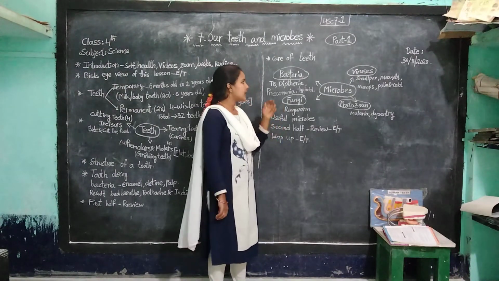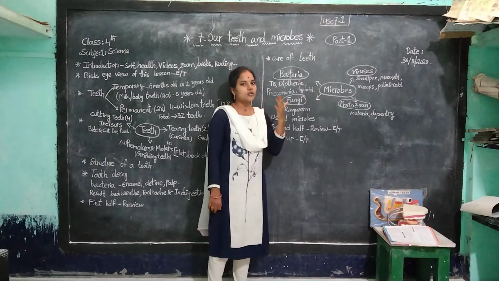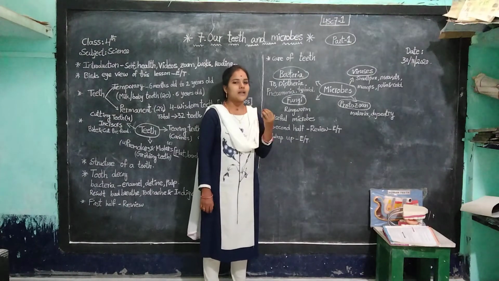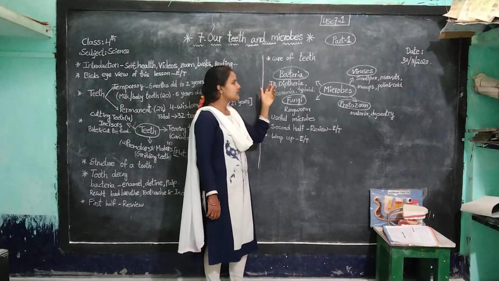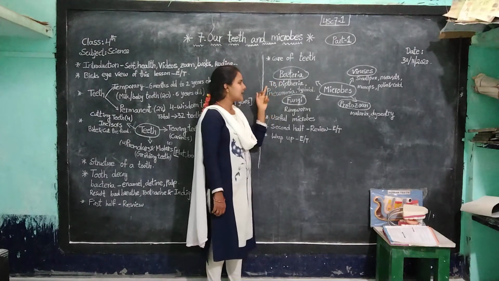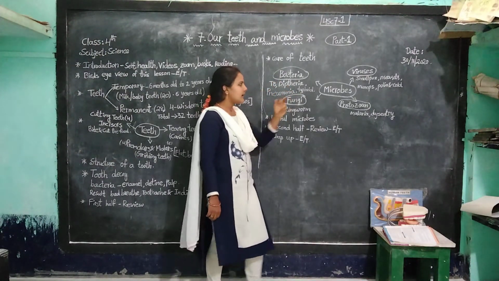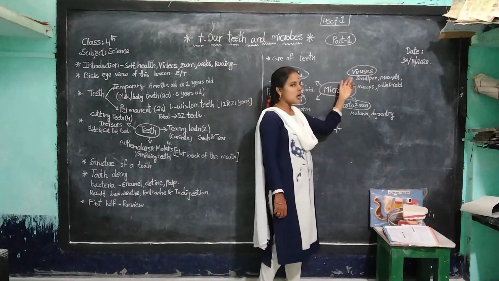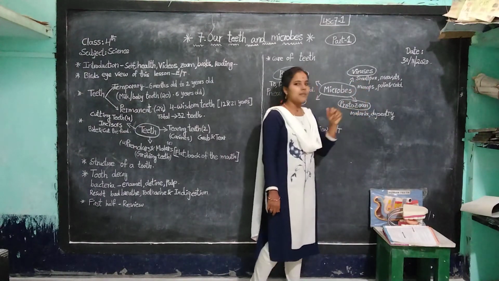Once again, bacteria are one-celled plants without chlorophyll, with a spiral, round or rod-like shape. The diseases caused by bacteria are TB, diphtheria, pneumonia and typhoid. Viruses are smaller than bacteria. The diseases caused by viruses are smallpox, measles, mumps, polio and common cold.